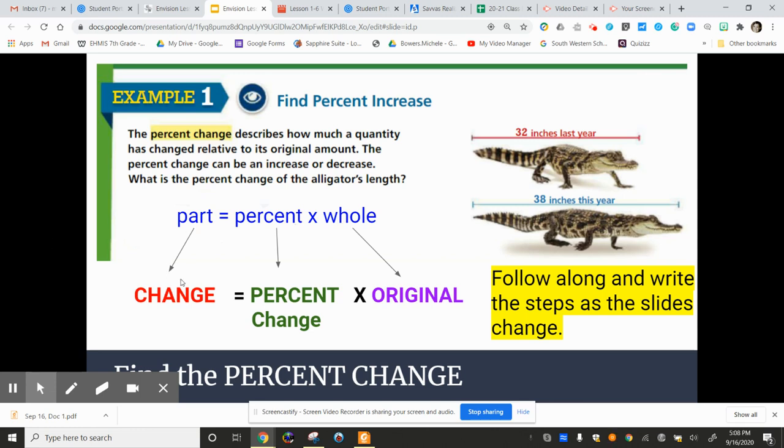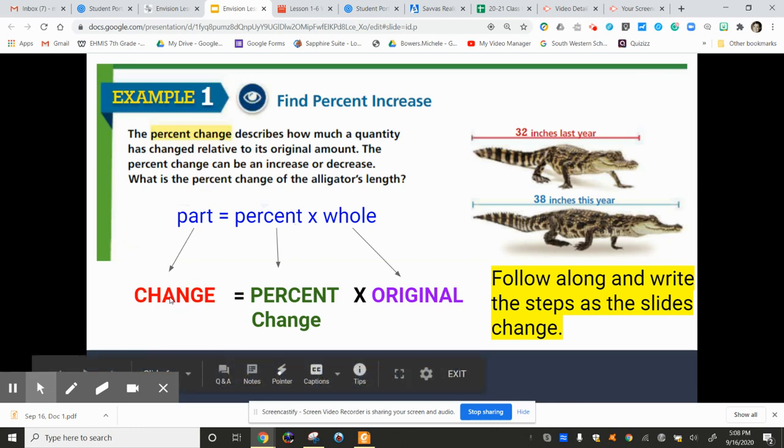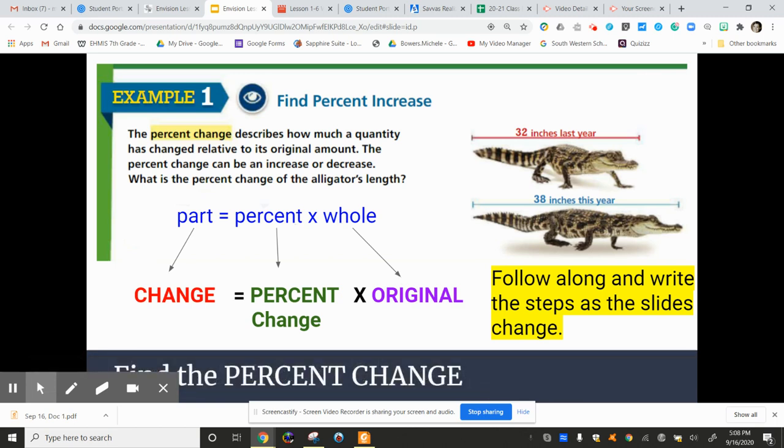Well, the part is the change. That's a piece of what's happening. The percent is the percent change, and the whole is the original. So the original is the 100%, the whole amount. If we use this, then this will help us solve these problems. I like to use different colors to help, and it kind of goes along with the book, except your book uses slightly different colors. You can open up to page 158 now.